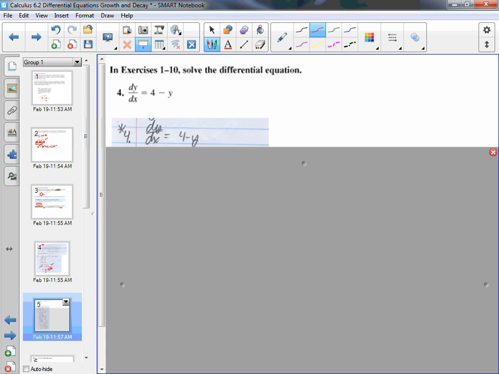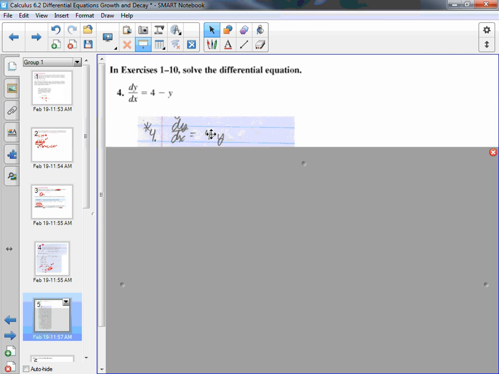Now let's do some examples. So I'm now on page 418. Let's take a look at number 4. Solve the differential equation. So we have dy dx equals 4 minus y. We need to separate the variables. If I multiply both sides, let's see, let me move that over a little bit.